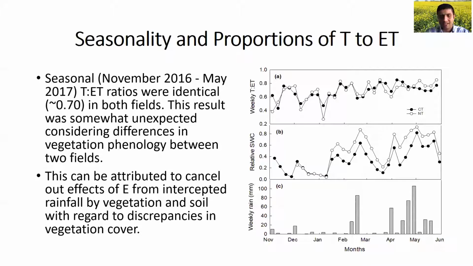Because if you have a dense canopy, then you may have more E from intercepted rainfall by the vegetation. And you can have a high E after rainfall from wet soil if you have a sparse canopy. So it looks like there is a cancel out effect. And that should be the reason for seeing identical T and ET ratios, even though there was a contrasting vegetation structure, like dense and sparse canopy.